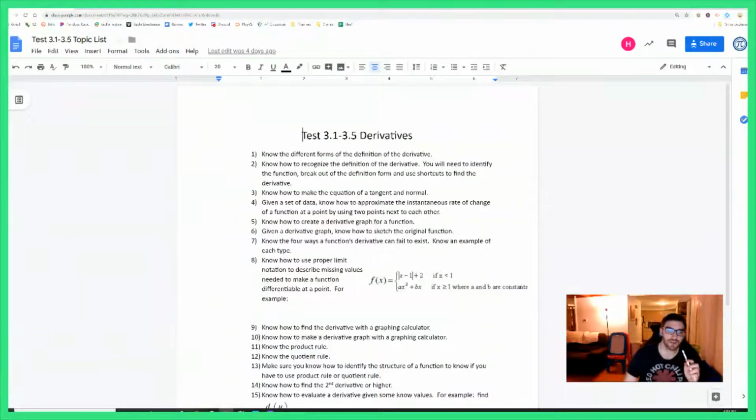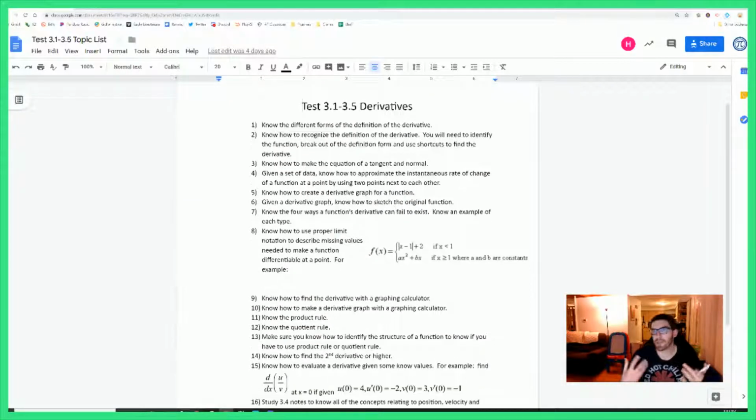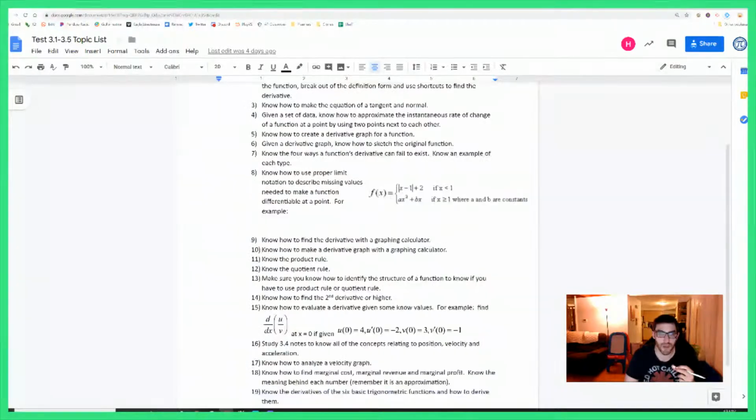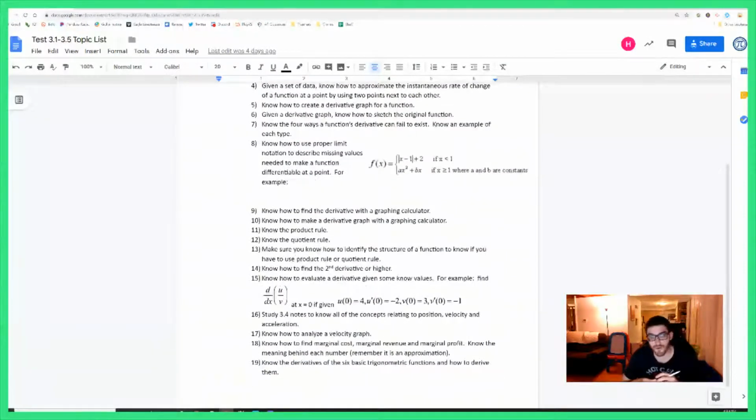So just know that. Tangents and normals and graphs of derivatives, and of course the whole differentiability implies continuity idea, finding the values of two variables that make the function continuous and differentiable. So that was a big idea on the last quiz. Make sure you guys review that. Know how to find the derivative with a calculator, know how to make the graph of a derivative with a calculator, all that stuff. So that's all the old stuff.